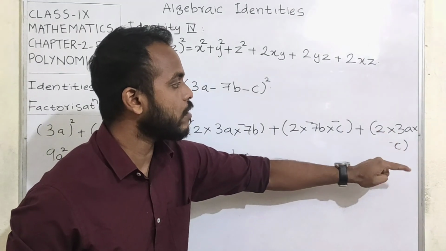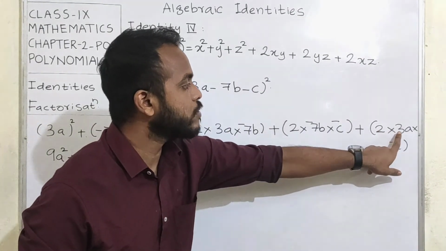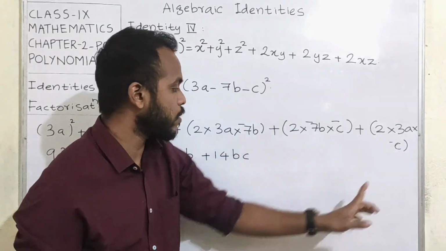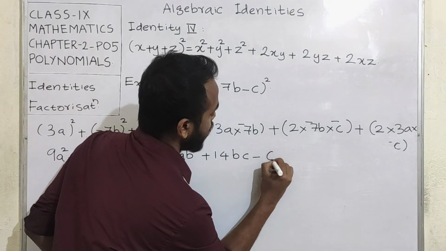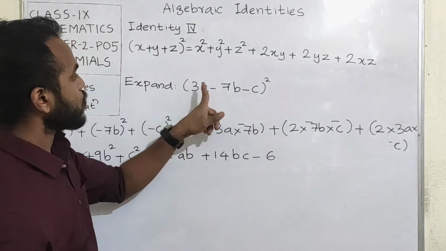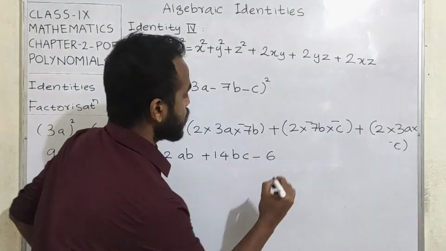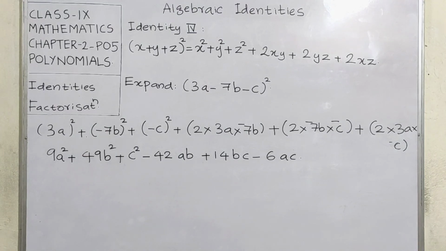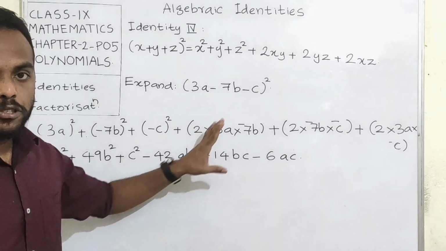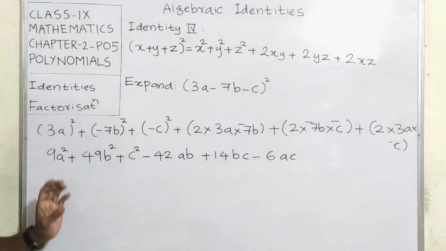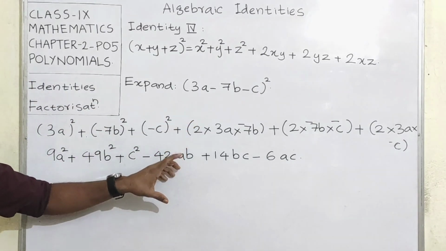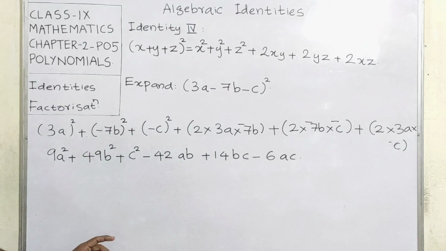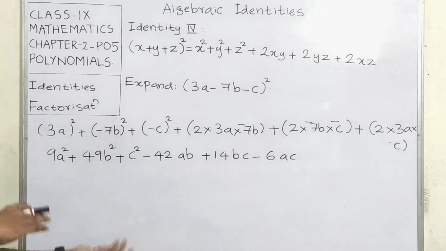Now coming to the last term, 2 into 3 is 6. There is no coefficient for c. So 2 into 3 is 6, but there is a negative symbol, so let's not forget minus 6. What are the literals? 6ac. So this will be our answer. Yes. I hope you understood how it is written. Now let's see a problem for factorization also. So let's just read this one again.